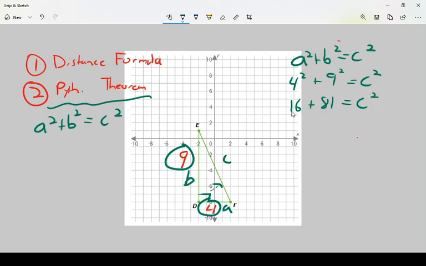All right, simplifying some more. 16 plus 81 is going to be 97, equals c squared. Now remember, we don't want c squared, we want just c, right? That's our missing length, just plain old c. But we are left here with c squared equals 97. So if you remember, squaring is the opposite of square rooting. So if we square root a square, then it will just factor down to our original variable. So all we're going to do here is square root both sides.